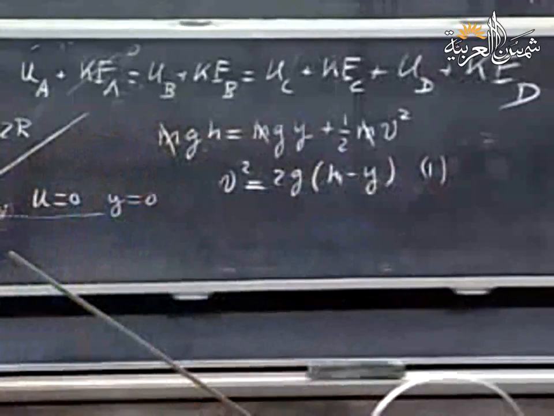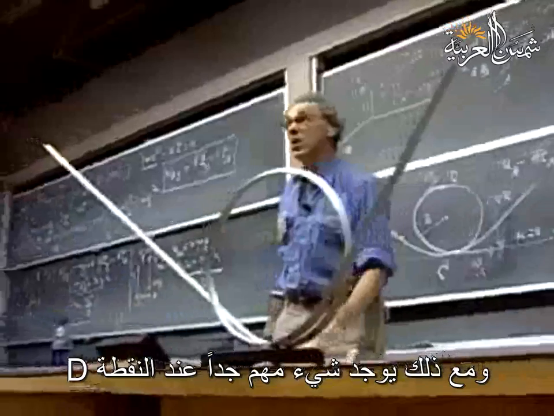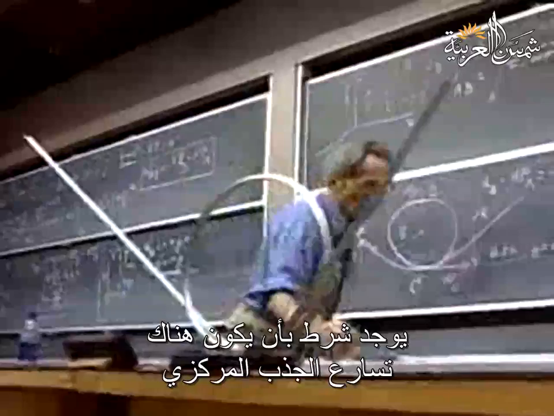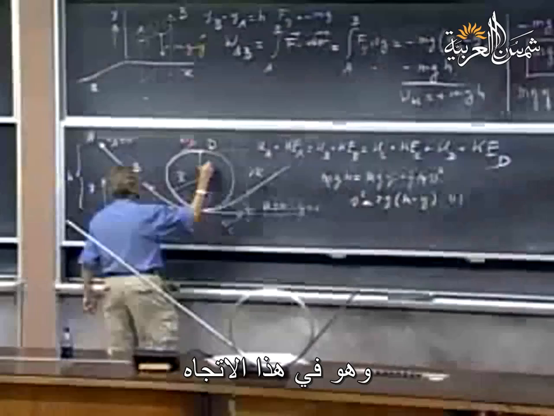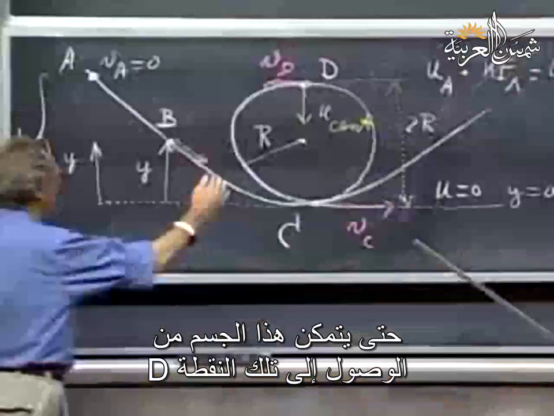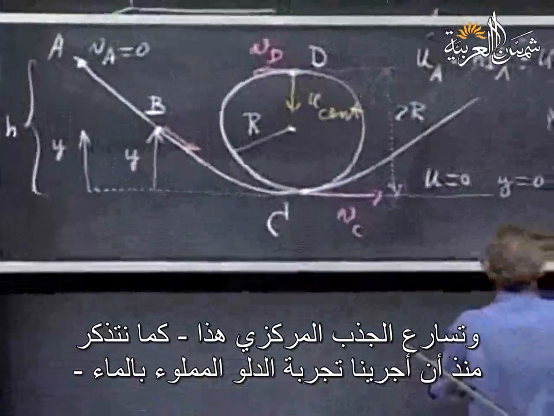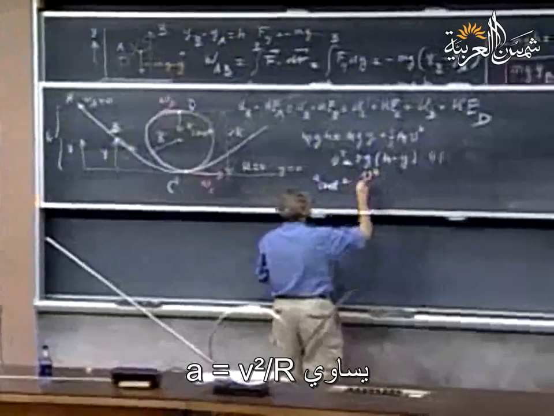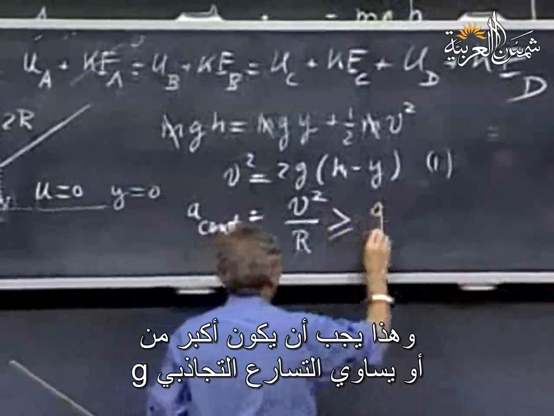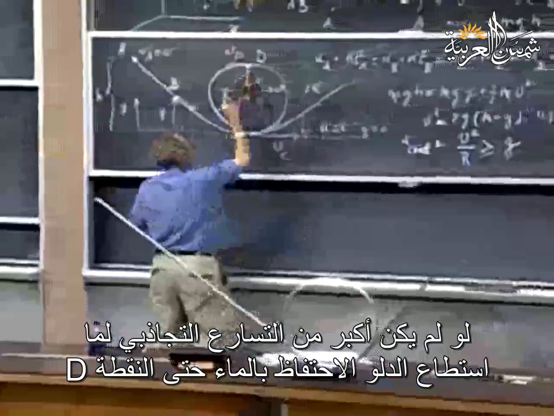So this should hold for all these points. Therefore, it should also hold for point D. However, at point D, there is something very important. There is a requirement that there is a centripetal acceleration, which is in this direction, and that centripetal acceleration is a must for this object to reach that point D. And that centripetal acceleration, as we remember from when we played with the bucket of water, is v squared divided by r, and this must be larger or equal to the gravitational acceleration g. If it is not larger, the bucket of water would not have made it to that point D.